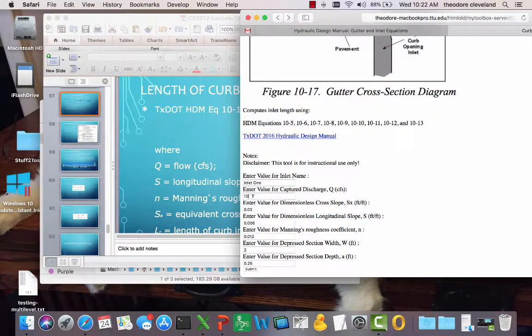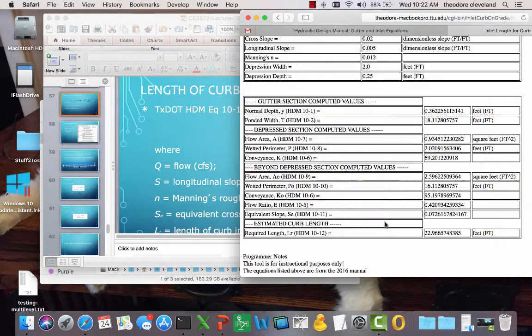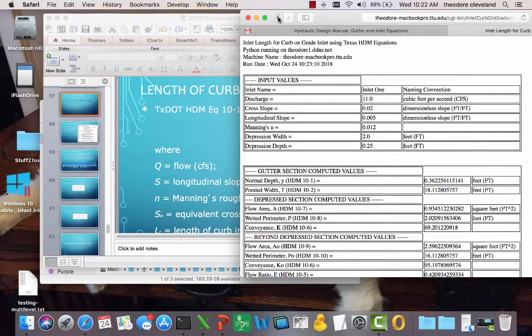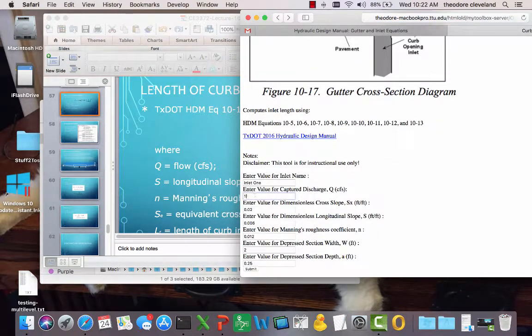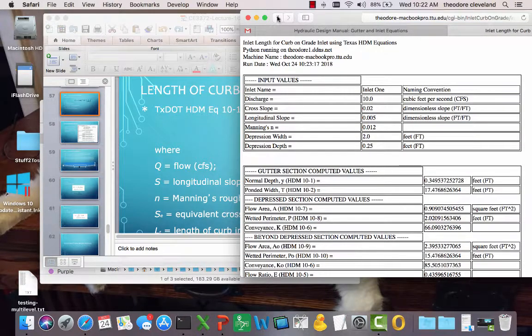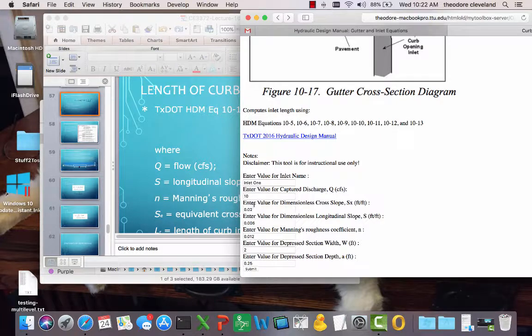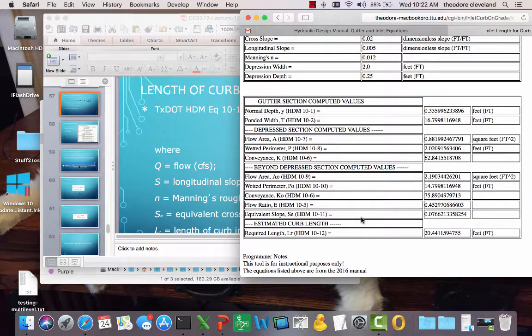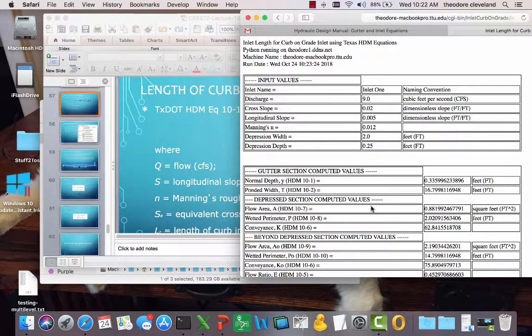My guess is maybe, so 11 CFS is 22. But here's the beauty of having it all coded up. 10 CFS is 21. Close enough. So at 9 cubic feet per second, a 20-foot inlet will almost get complete capture.